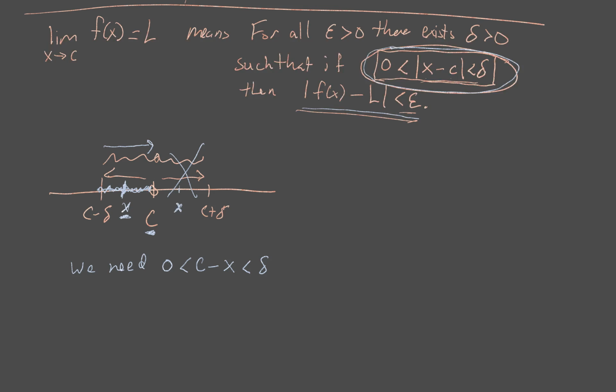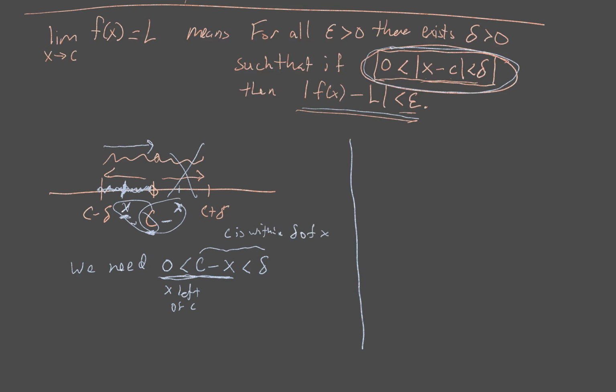If I had taken an x over here, then the c minus x would have been negative, right? C minus x for these two would have been negative. For these two, it's a positive c minus x. I want to be on the left is what this part of the inequality says, and I want to be within delta of c is what this inequality says. x is left of c, c is within delta of x.